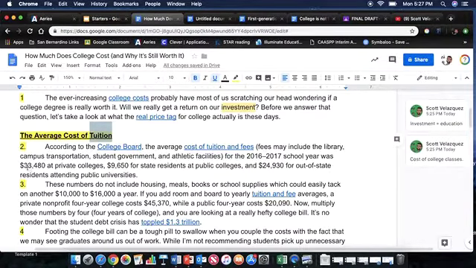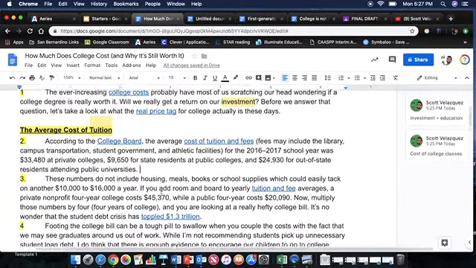A private college over here where it says $33,000, that one would be a college like USC or the University of Redlands. It just means that the college is not controlled by the state. Okay, so a public college would be Cal State San Bernardino. All right, let's go on.